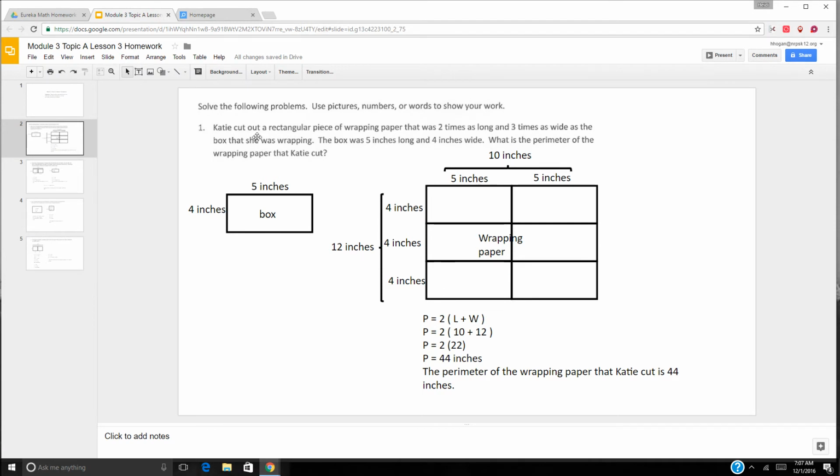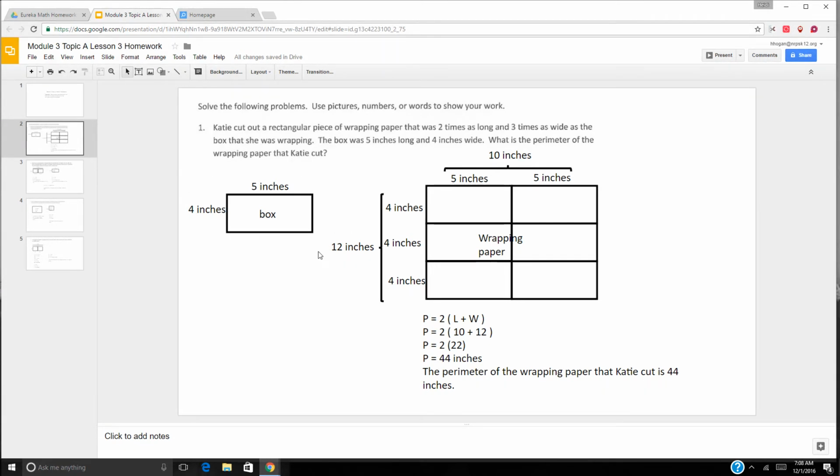They want to know what the perimeter of the wrapping paper is. So the perimeter, we have 10 and 12. Well, perimeter is 2 times length plus width. So we need to plug in the length and the width. 10 plus 12, and you do the parentheses first. 10 plus 12 is 22. 2 times 22 is 44. So the perimeter of the wrapping paper that Katie cut is 44 inches.